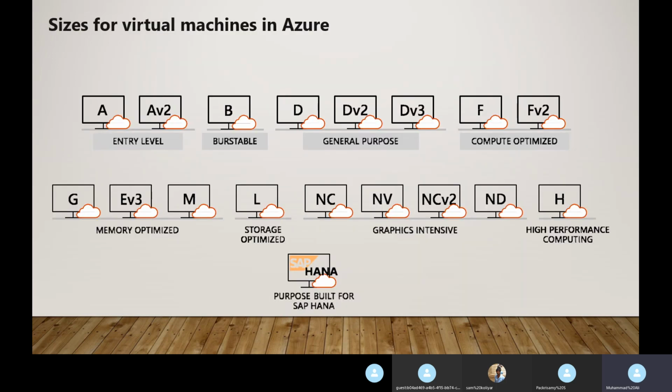So you can see this is entry level, burstable, general purpose. This N series is graphics intensive, and now they have introduced the HANA. This is very high utilization. When you go into the N series, NV series, you can find up to 240 GB of RAM, around 300 to 500 GB of RAM. For entry level you will get 0.5 GB of RAM, 2 GB of RAM.